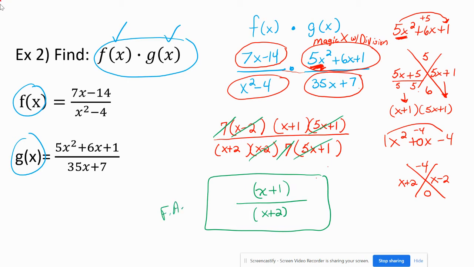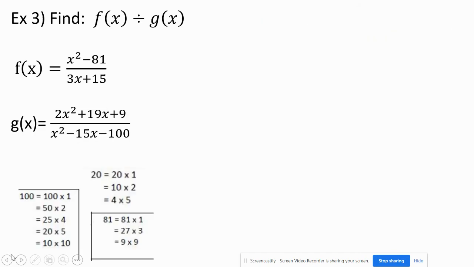Alrighty, so that was multiplication. We have one more to do for division. Hopefully my screen won't act up. Hit pause if you need a moment. Okay, so go ahead and write this down. This is for division.